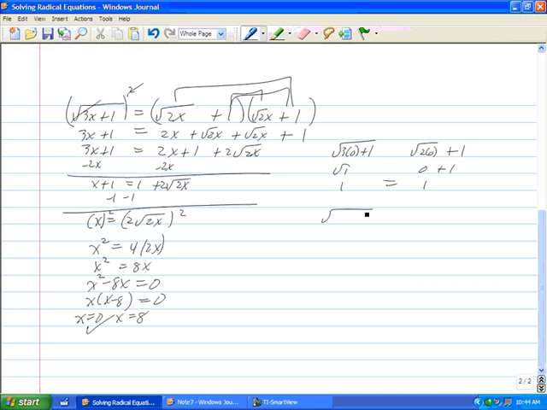Next one, square root of 3 times the 8 plus 1 is the square root of 24 plus 1, which is the square root of 25. And on the other side, square root of 2 times the 8 plus the 1 is the square root of 16 plus 1, which is 4 plus 1, and of course both of these turn out to be 5. So the 8 checks. So these things can be worked by hand by squaring twice. Of course, you always have to check.